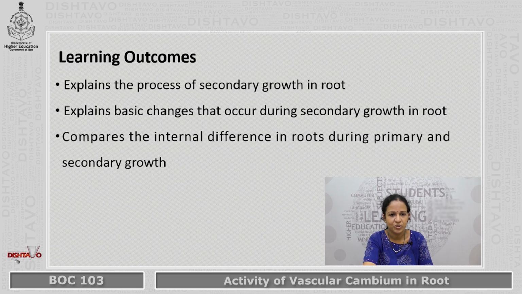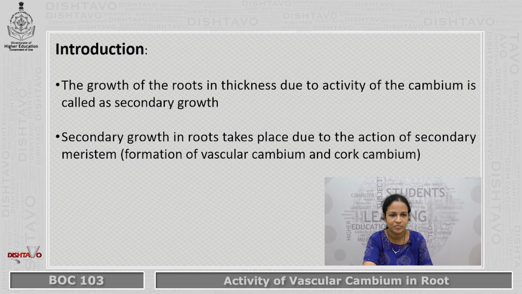At the end of this module, a person observing this module will be able to explain the process of secondary growth in root, explain the basic changes that occur during secondary growth in root, and compare the internal differences in roots during primary and secondary growth. The growth of the roots in thickness due to activity of cambium is called as secondary growth.